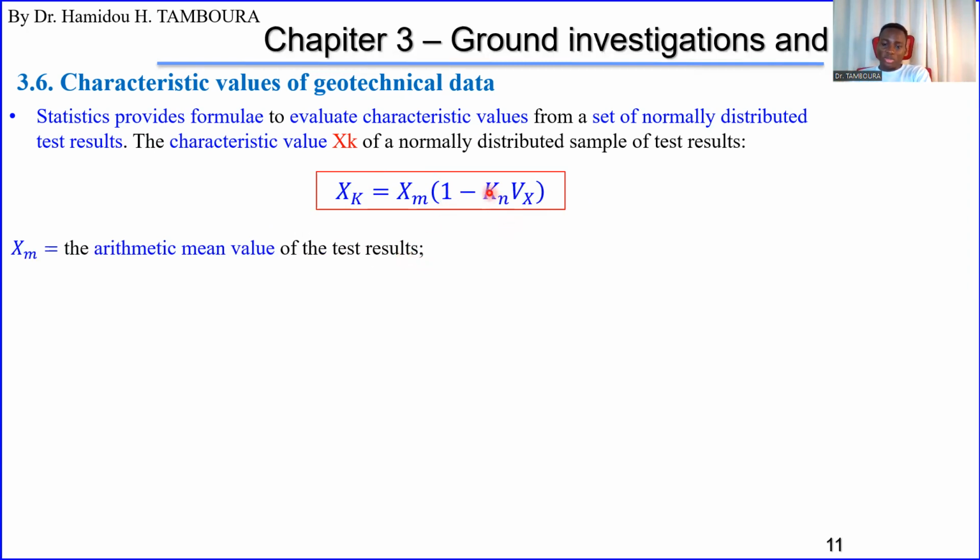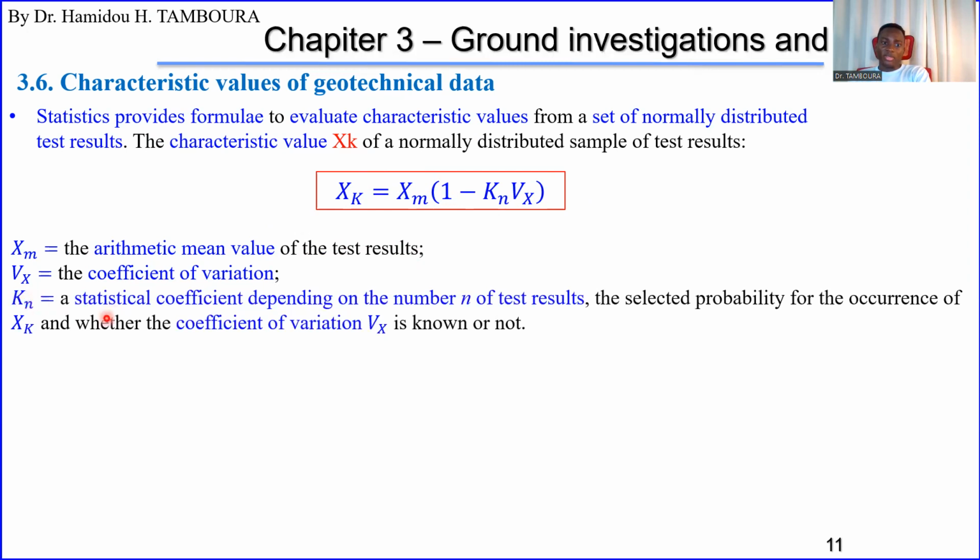The 1 minus kn vx, the vx is the coefficient of variation. This Kn is a statistical coefficient depending on the number of test results. For example, I'm talking about four test results. In that case, n will be 4. So that coefficient will depend on the number of test results.